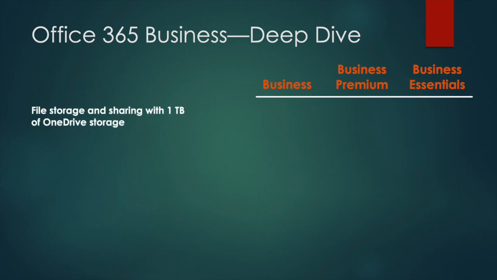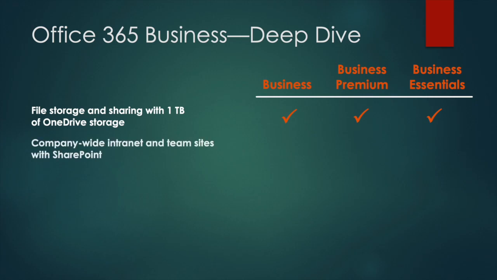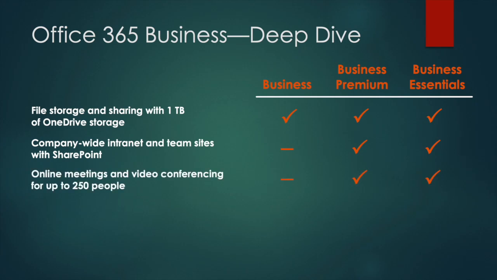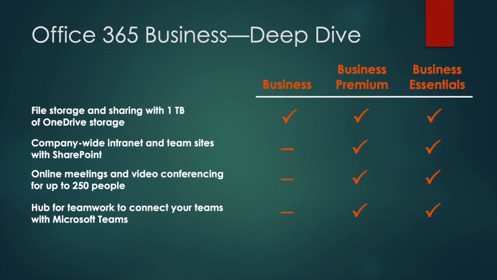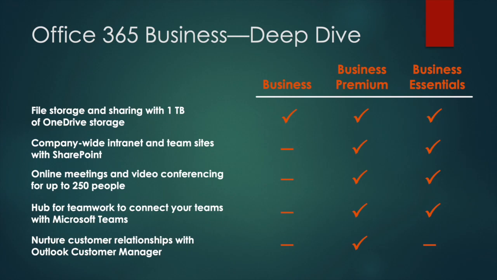Next, we have file storage and sharing with 1 terabyte of OneDrive storage available to subscribers of any of the 3 tiers. Company-wide intranet and team sites with SharePoint are provided to Premium and Essentials users. The same is true for the next two features: online meetings and video conferencing for up to 250 people, and a hub for teamwork to connect your teams with Microsoft Teams. And last, you can nurture customer relationships with Outlook Customer Manager available with Office 365 Business only.